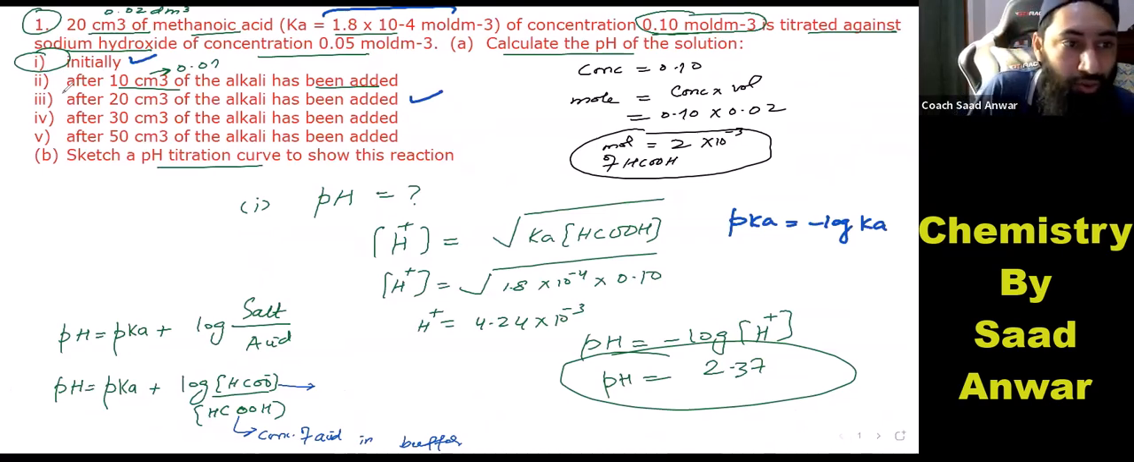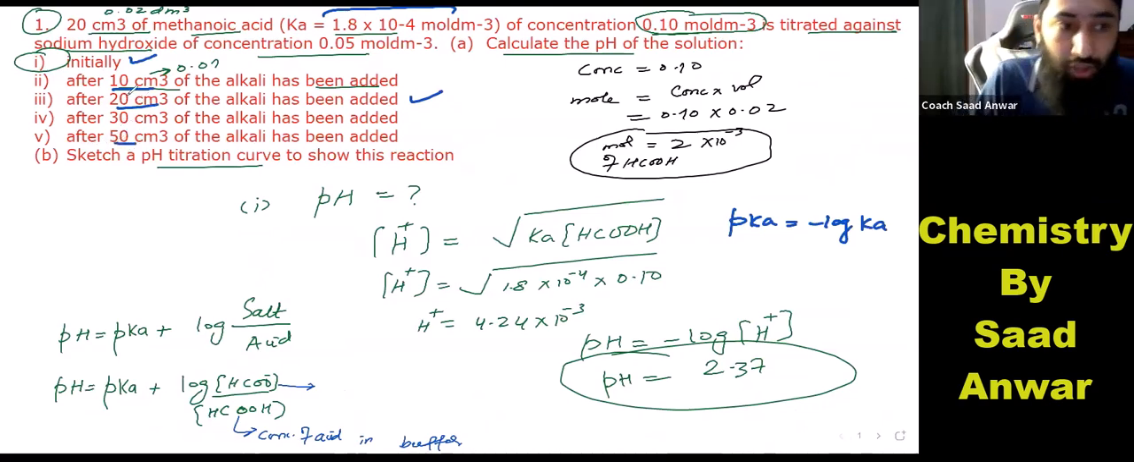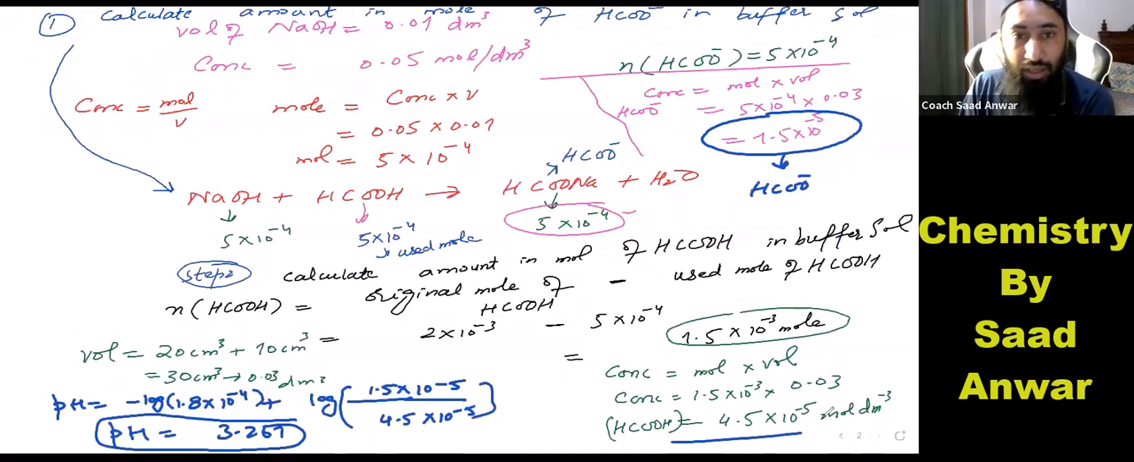Previously in part 2, I have chosen 10 cubic centimeter. Now everything remains the same. You just need to put 20 cubic centimeter, then 30 cubic centimeter, then 50 cubic centimeter. So let's see if I put 20 cubic centimeter. Basically, what will I change here? The volume of sodium hydroxide I will change here.